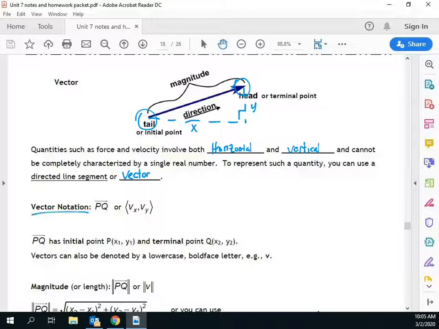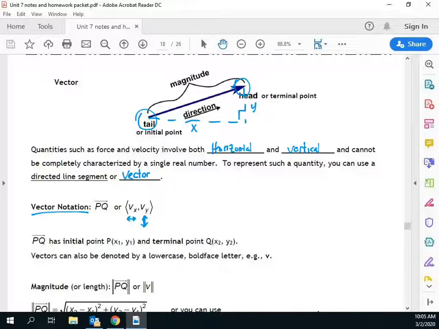And so you see here with vector notation, for the vector PQ, this just tells you what the x component is and what the y component is. It looks like coordinates that you've done before, except now we're using these brackets on the side to show that it's a vector. This number tells you how far left and right you go. This one tells you how far up and down you go. PQ has an initial point P at x1, y1, so there's your starting point, and it ends at x2, y2.